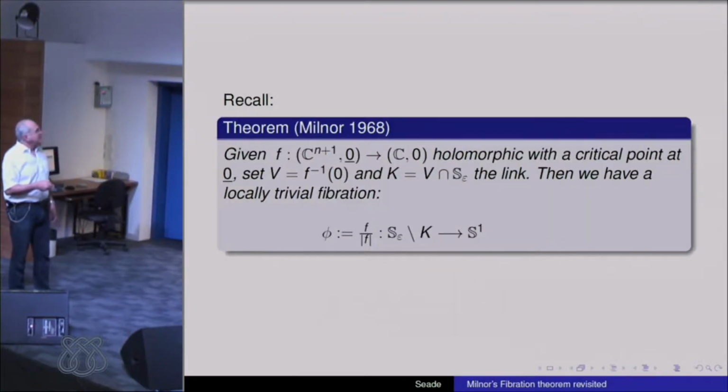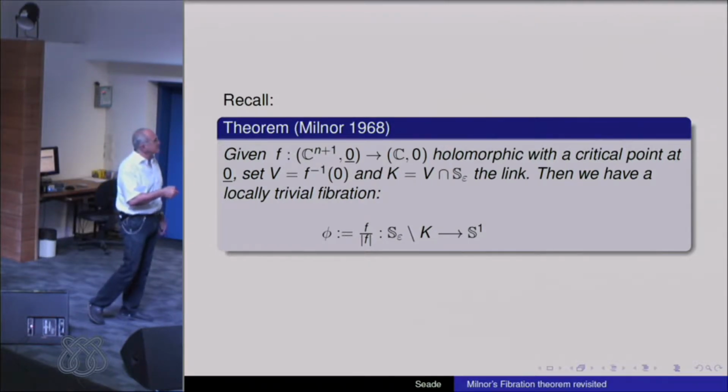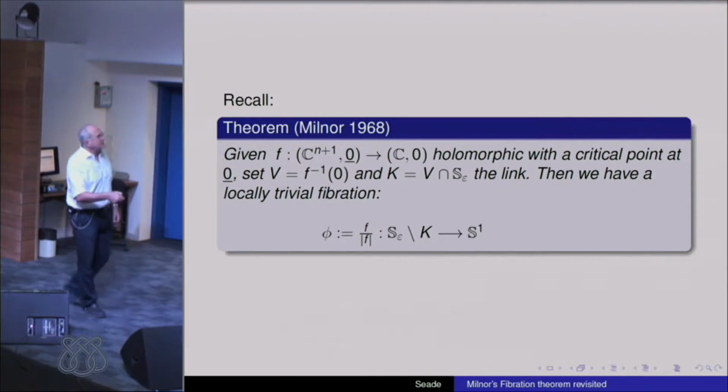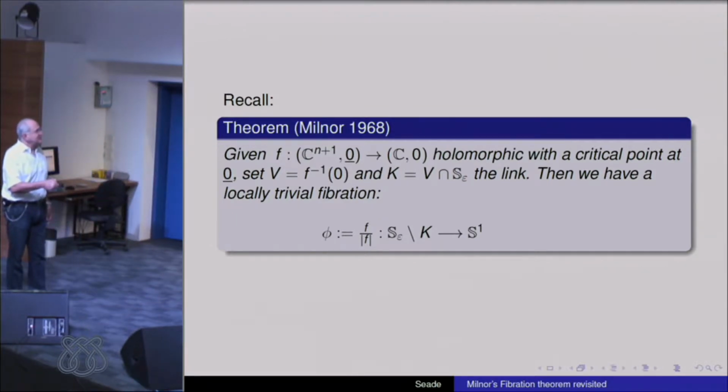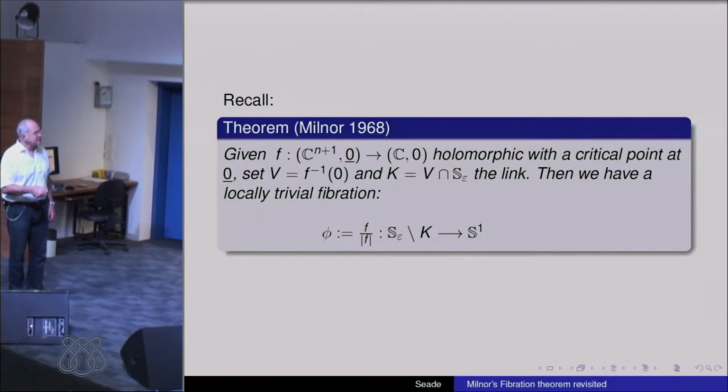Now, going back, let us recall that given our holomorphic function in n+1 variables, with a critical point at the origin, we have the vanishing set, the link, and then the classical fibration theorem says that this is a locally trivial fibration. Okay? So there are no critical points. The fiber over each point is a smooth manifold. All the fibers are diffeomorphic. And each fiber has a product neighborhood. That's what locally trivial means.